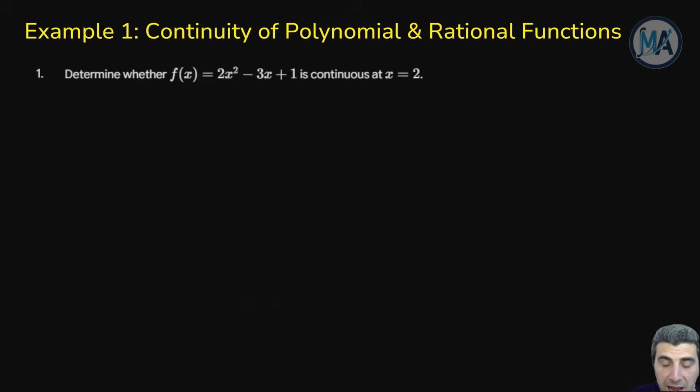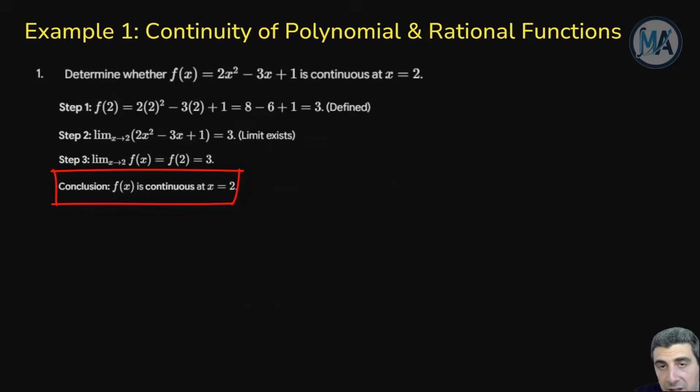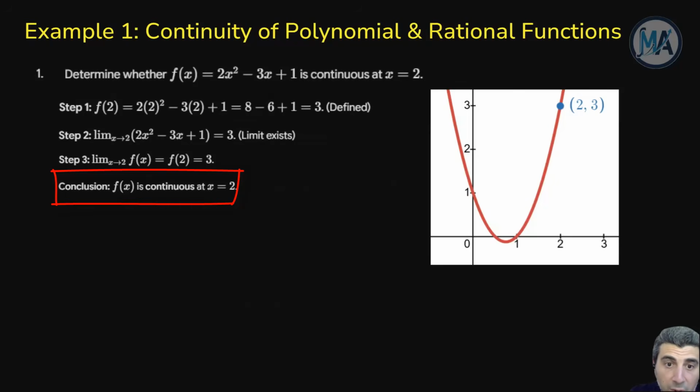Here we have the function f. It's just a polynomial, and we want to determine if it's continuous at x equals 2. The first thing we want to do is evaluate the function at 2 to see if the function exists there. Well, it does. It equals 3, so it's defined there. The second step is we want to evaluate the limit as x approaches 2, and that limit is also 3. Those values match, so the limit equals the function value, so the function is continuous at x equals 2. Here's a picture of the graph with that point highlighted.